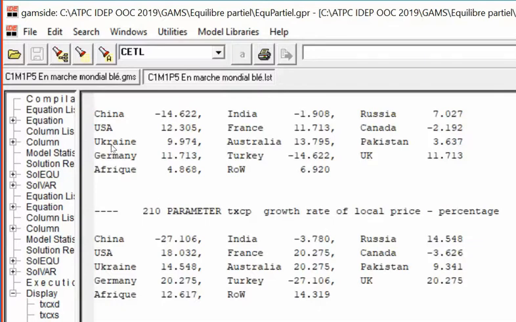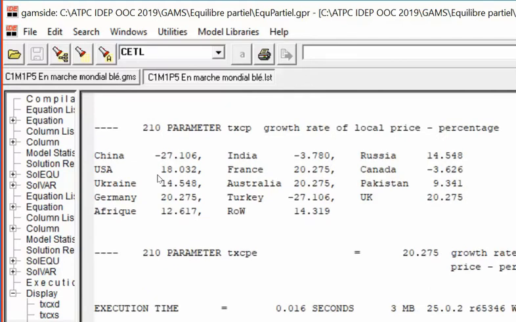Concerning local prices, in countries which do not have any change in policy, like France, Australia, Germany, or UK, they do not have any change in policy because import duty is equal to 0 and export tax is equal to 0. So the variations of local price is equal to the variations of world price.